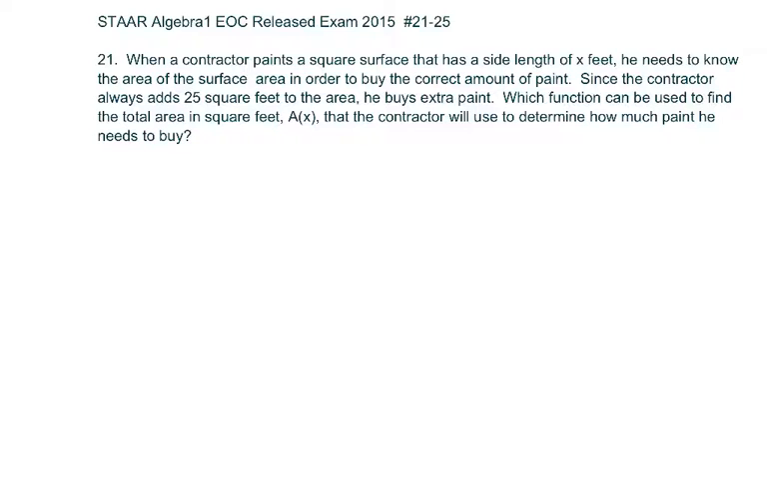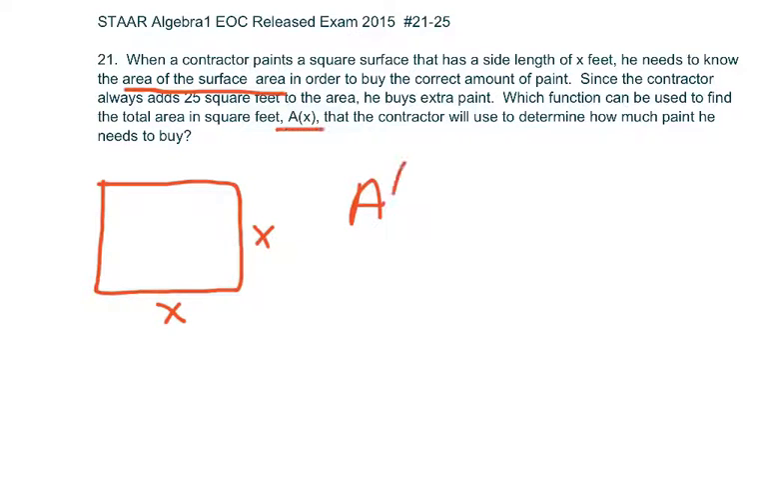Okay, so this is 21 through 25, and we have a contractor that wants to paint a square surface. So it's square, the lengths are the same. And he needs to know the area of the surface. So if we let this be x and this x, area is length times width, so that's just going to be x squared. And they want to write it in the form of a to the x. So x squared is the surface area, but he wants to add 25 square feet. So he's just going to add 25 more square feet to whatever he gets.